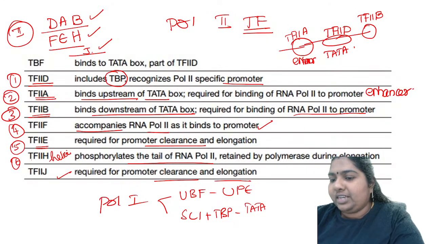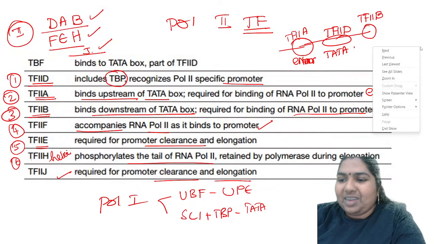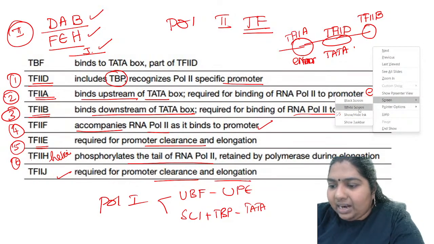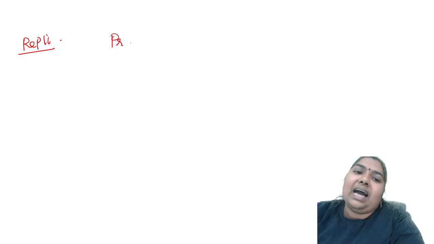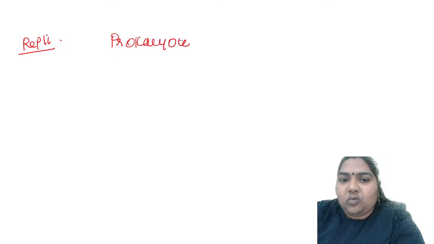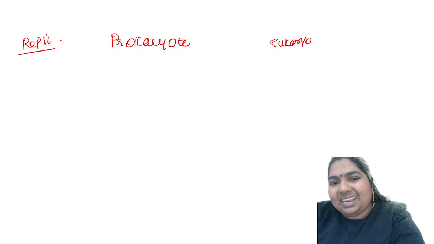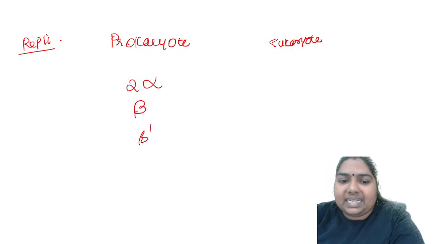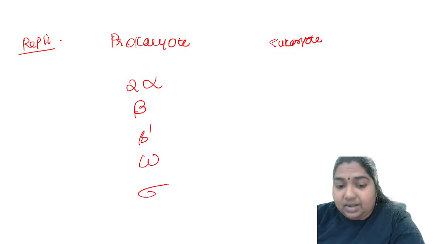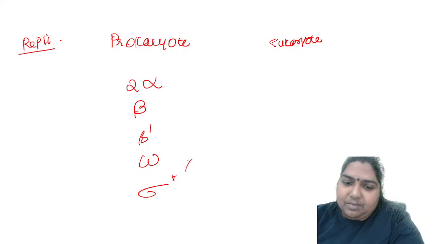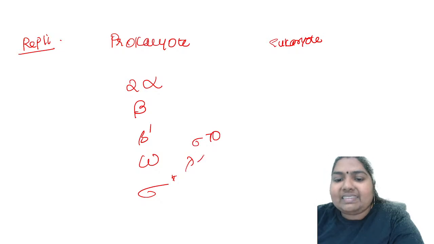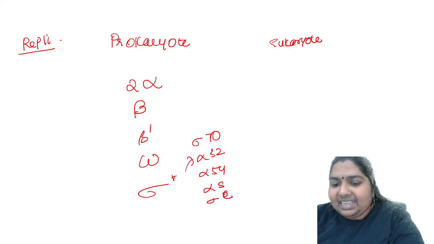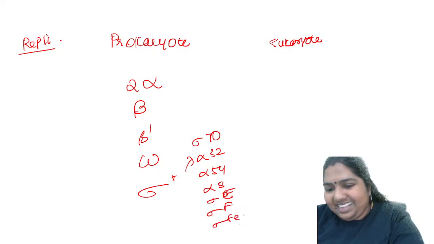So I hope that today you enjoyed learning the different types of polymerases. We compared and contrasted replication with transcription, and then we compared prokaryote versus eukaryote. To summarize, the prokaryote has only one type. It will have 2 alpha, 1 beta, beta prime, omega, and then sigma. Sigma is the specificity factor. Under the sigma, we saw sigma 70, sigma 32, sigma 54, sigma S, sigma E, sigma F, and then sigma FecI.